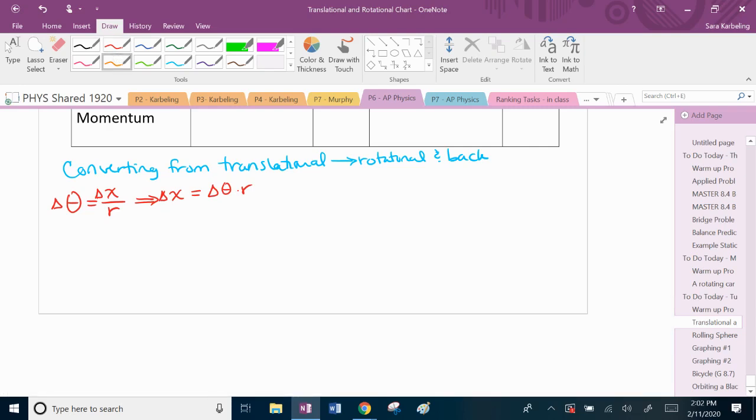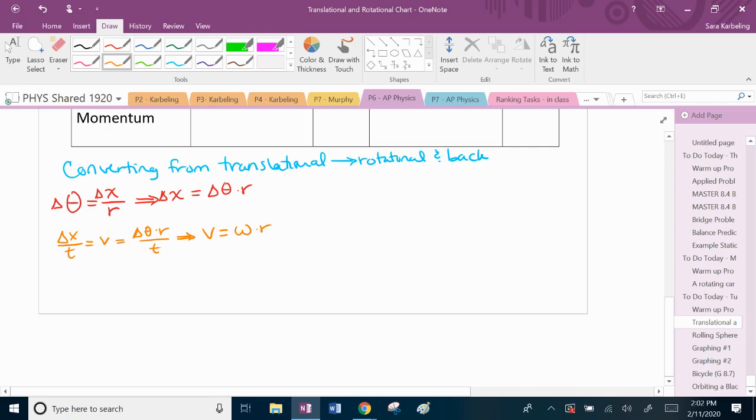We know that delta x over t is equal to v. Yeah, we've known that for a while. And so instead of writing v, we can write this as delta theta times r over t. Hey, what's delta theta over t? Omega. So we can also say that v is equal to omega times r.